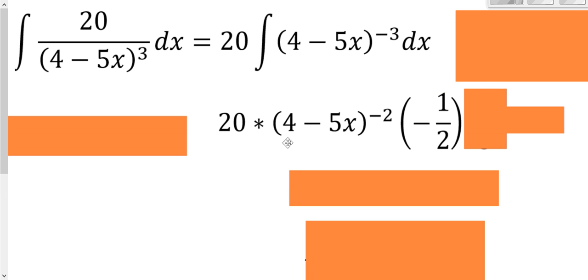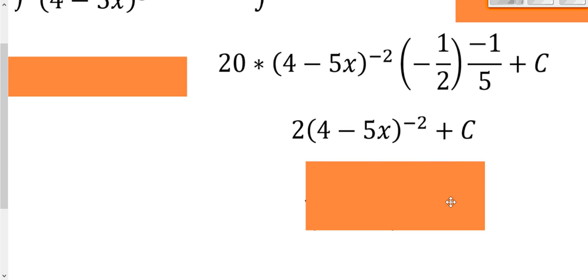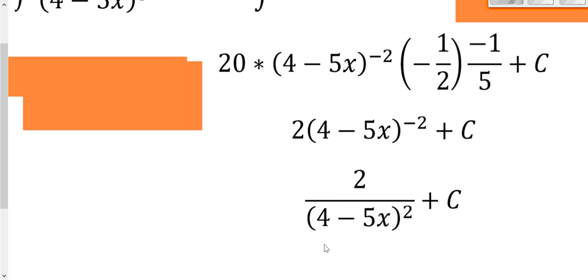But now you got to also think, what would I have to do to undo my chain rule? Because the derivative of the inside is a -5. To undo that, I'd have to have a -1/5. And then you still have to have your plus c. So a negative times a negative is a positive. You get 1/10 times your 20 is a 2, still with this to the -2 and your plus c. So now all you have to do is just move that negative exponent down to the bottom. So you get 2 over (4 minus 5x) all squared plus c.